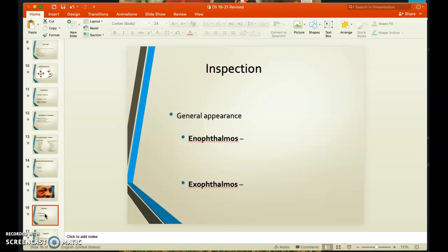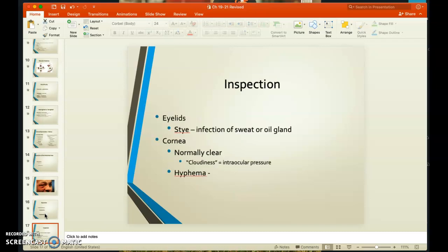With the eye itself, in enophthalmos, the eye is sunken. Exophthalmos, the eye is bulging. Certain medical conditions can cause one or the other, but in enophthalmos, the eye is sunken in. Exophthalmos, the eye bulges outward. A stye is an infection of a sweat or oil gland. Many of you have probably had those. They can be a little bit irritating. Oftentimes they'll go away on their own. Usually just holding a warm washcloth on the area opens that up and can draw that infection out.